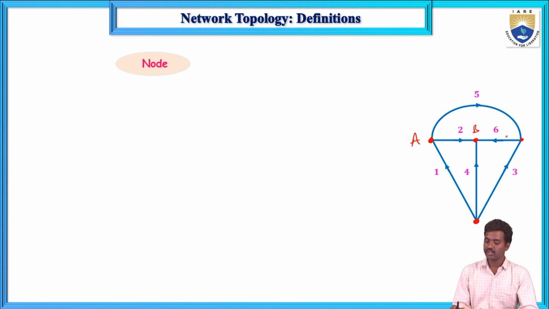These points are nodes. At A, three branches are connected: 1, 2 and 5. At B, branches 2, 6 and 4 are connected. At C, branches 5, 6 and 3 are connected. At D, branches 1, 4 and 3 are connected. So the nodes are A, B, C and D. The total number of nodes in the given graph is 4.